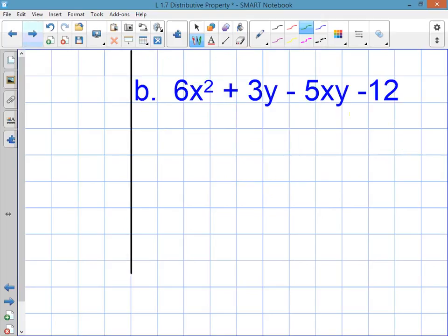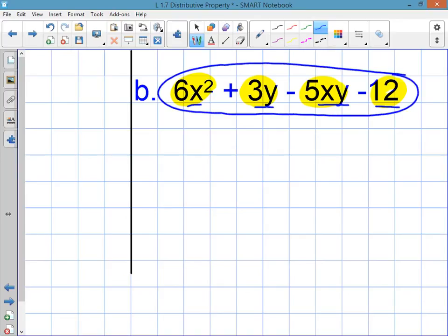Here's another part of example 5, part B. How many terms are in this expression? Again, you should be answering yourself. There's 1 separated by addition, 2 separated by subtraction, 3, and 4. Now as you look at this expression, do any of these terms have the same exact variables with the same exact exponents on them? The answer is no. This one has an x squared, this is a y, this has both x and y, and this has none. There are no like terms in this expression, so you can't do anything to it except call it good. That's the answer.